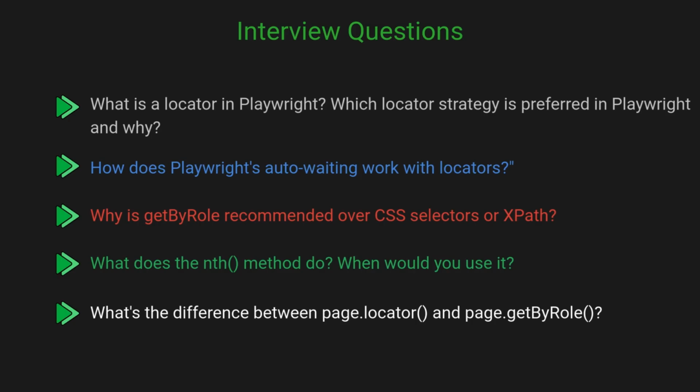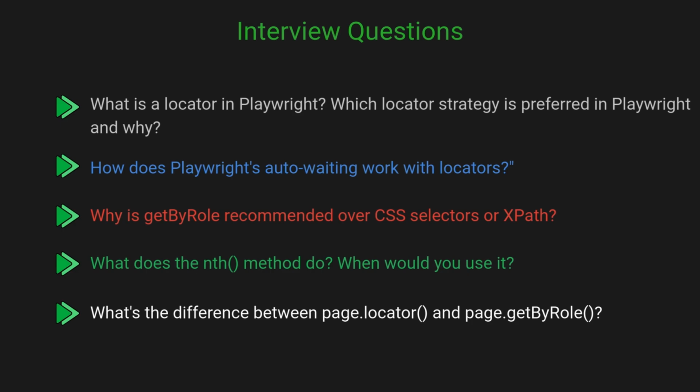So the first question is, what is a locator in Playwright? Which locator strategy is preferred in Playwright and why? A locator in Playwright is a way to find and interact with elements on a web page. For example, if you want to click a button, type in a text box, or check a checkbox, Playwright needs a way to identify that element. That identification method is called a locator. Now let's come to the second part.